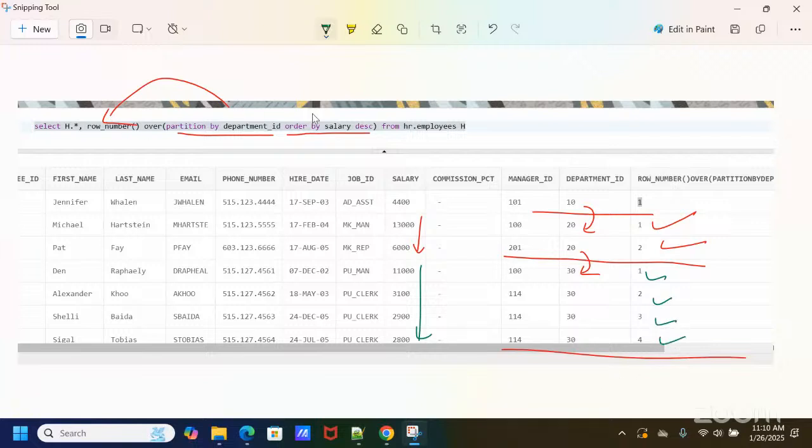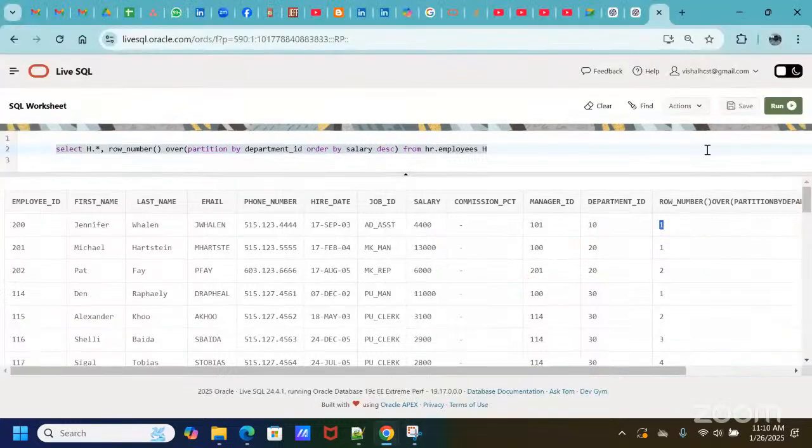Then just run a query, select star from this table where this value is equal to 2, it gives the second highest. This value equal to 3, gives the third highest. Value equal to 4, gives the fourth highest. This is all about the trick. You just need to know how to use it.